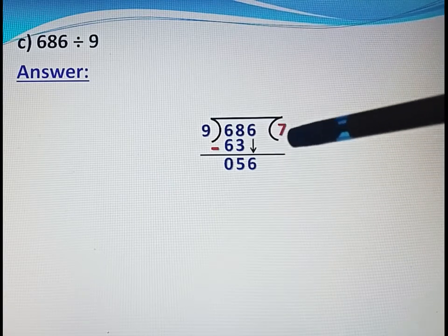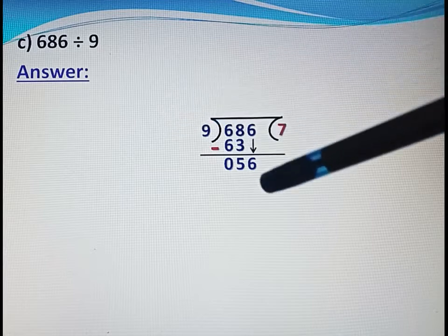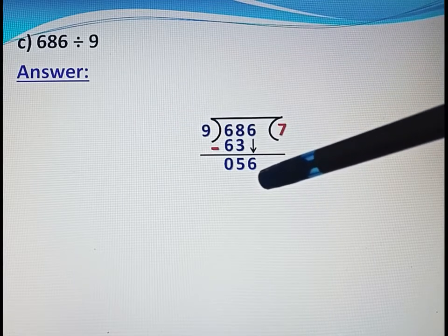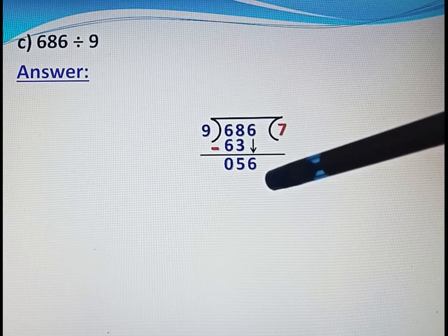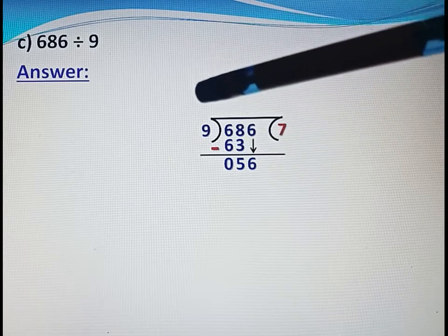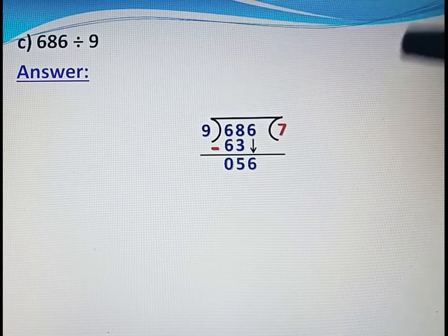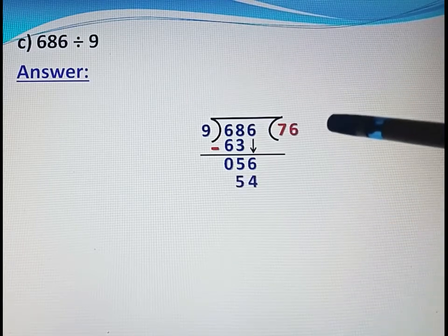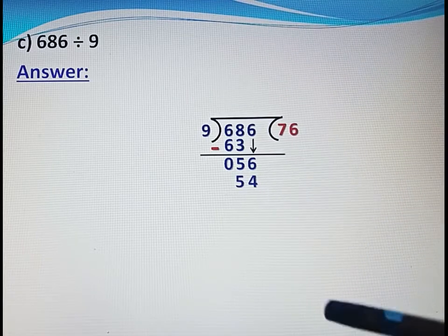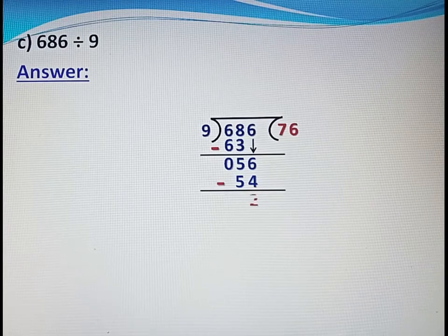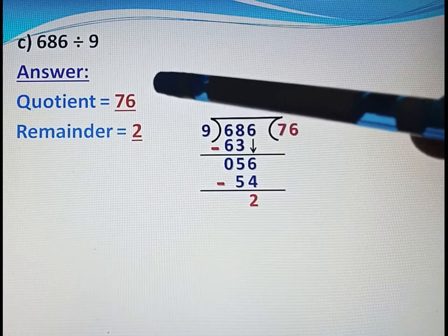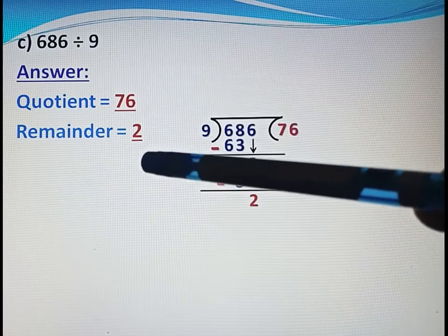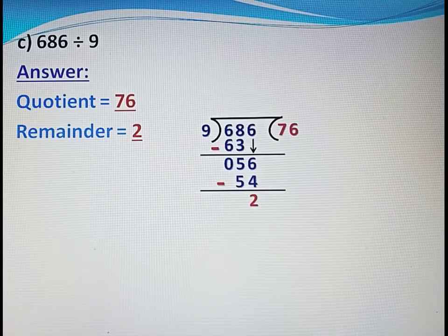It becomes 56. Now again we will multiply this 9 so that it is equal to 56 or less than 56. It should not be greater than 56. Multiply this 9 by 6. 9 6 are 54 and then we will do subtraction. 6 minus 4 2 and 5 minus 5 0. Hence quotient equal 76 and remainder equal 2. And then we will check our answer.